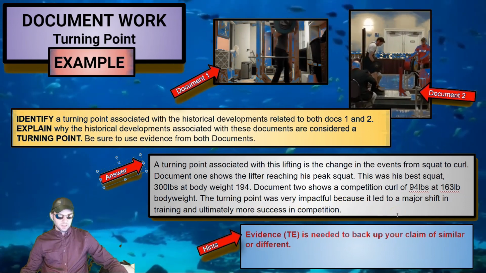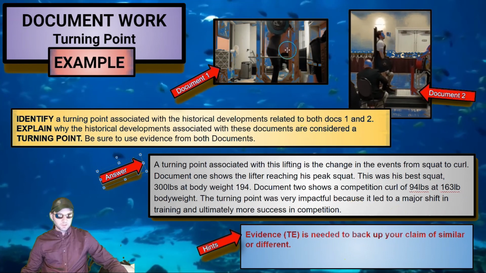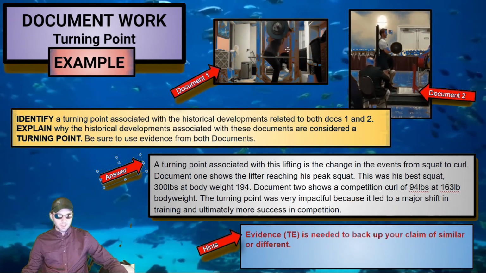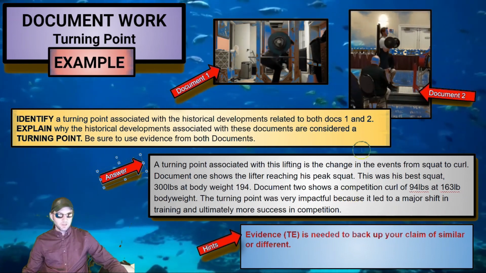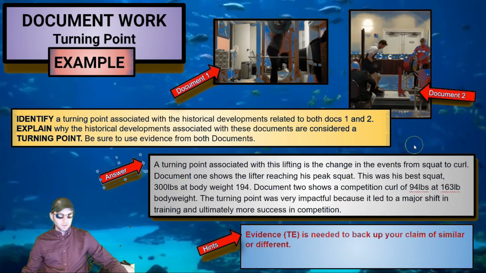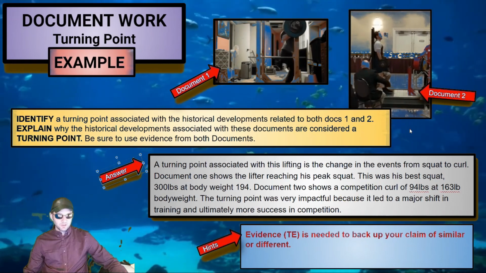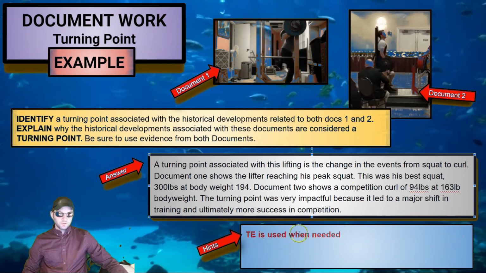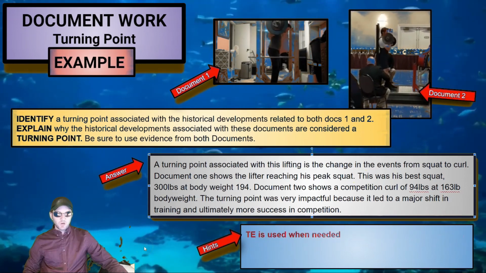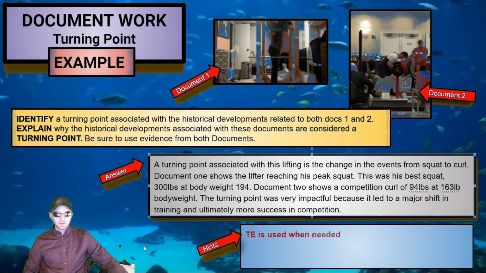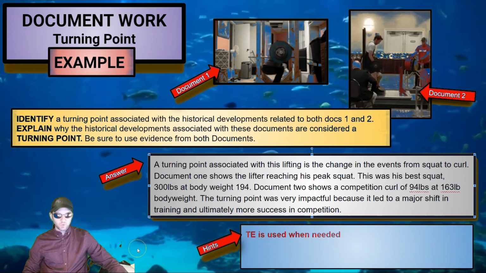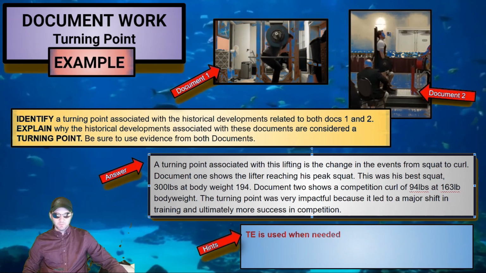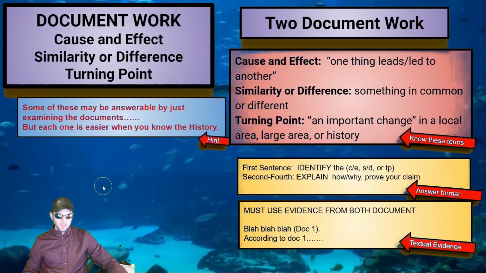I could go farther, say the squat in the basement no one cared about and it wasn't that good comparatively, whereas the curl was in competition. Here we just use TE when it's needed. We don't know what kind of textual evidence is going to be there, and so we use whatever we need to get our claim backed up. And there you have it.